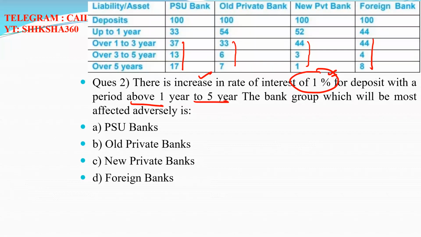They have to pay interest. There is an increase in the rate of interest on deposits, so now they have to pay more to the customer. Earlier, if the interest rate was 6%, they were paying 600 crore. Now the interest is 7%, so they are giving 700 crore. The bank that has more deposits will have to pay more, and will be most adversely affected.